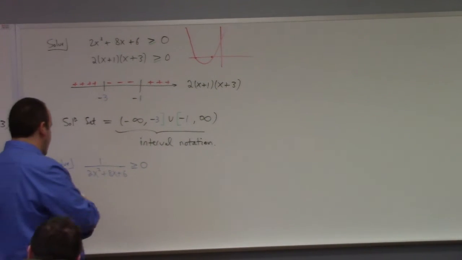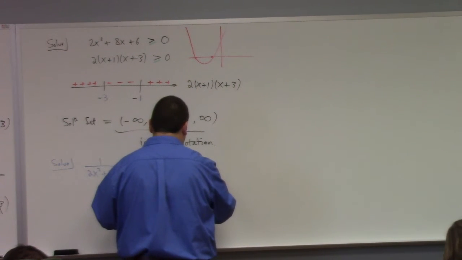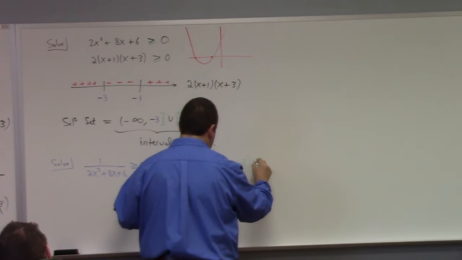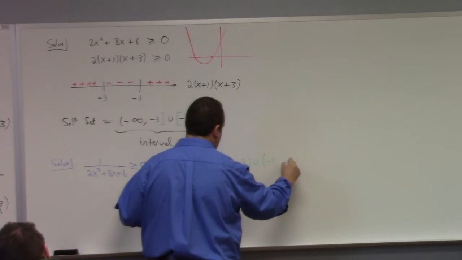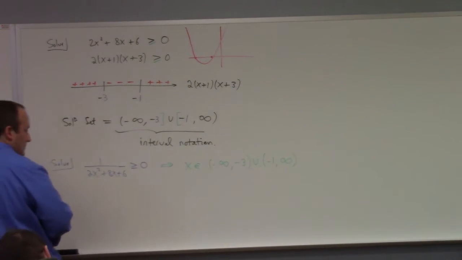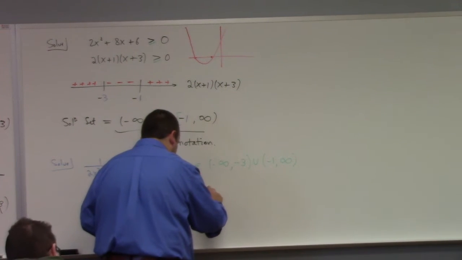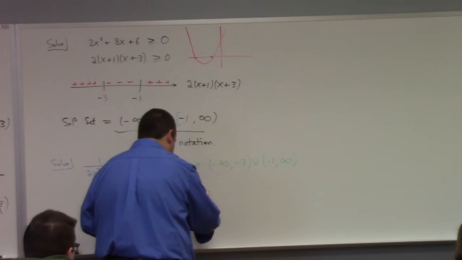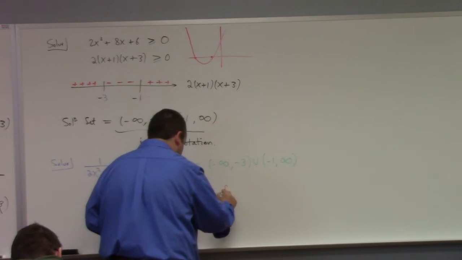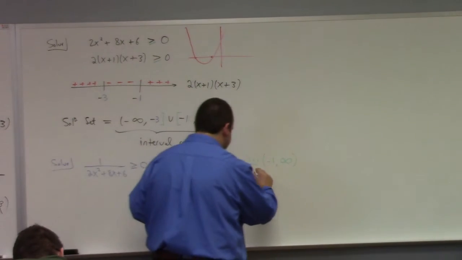So in fact, the solution set here: x is an element of negative infinity to -3, not included, union with -1 to infinity, like that. This notation, if you've had Dr. Sprano, I'm sure you've heard this before, means element of, right? And this U here is a union.